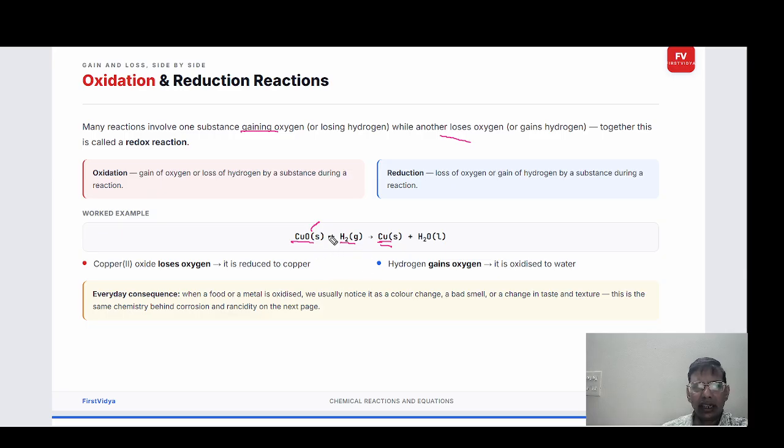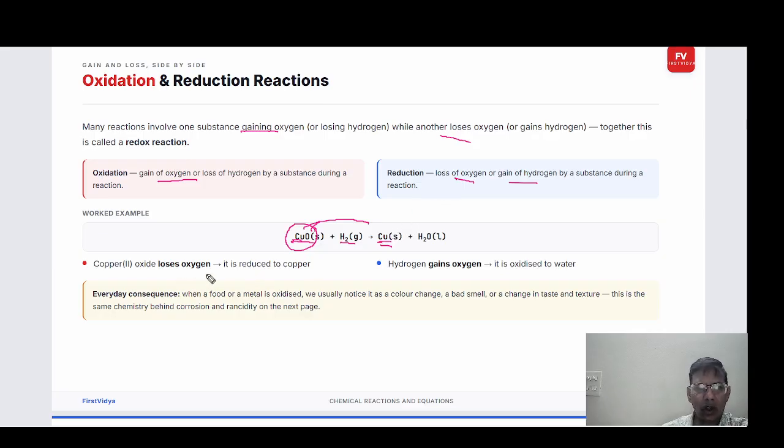So this is a redox reaction. Copper oxide is reduced. Oxidation is happening to H2, and reduction is happening to copper oxide. So oxidation is gain of oxygen. We will formally define it with another example. Gain of oxygen or loss of hydrogen is called oxidation, and loss of oxygen or gain of hydrogen of a substance during a reaction is reduction.